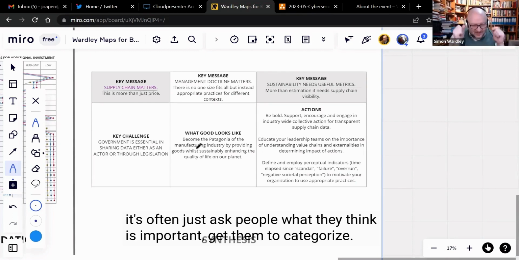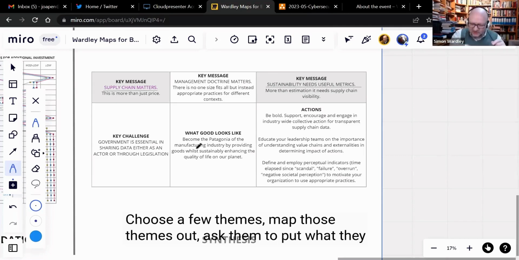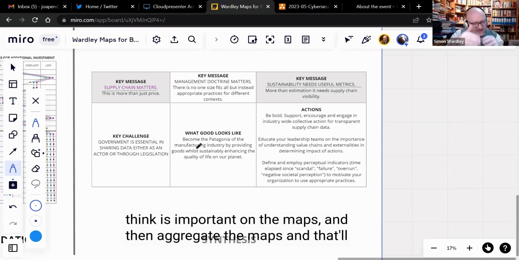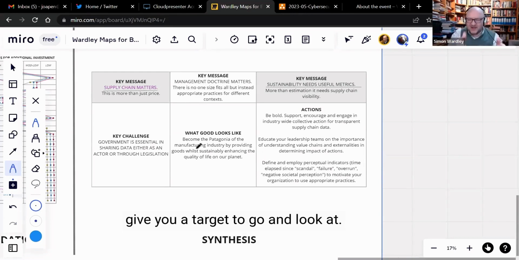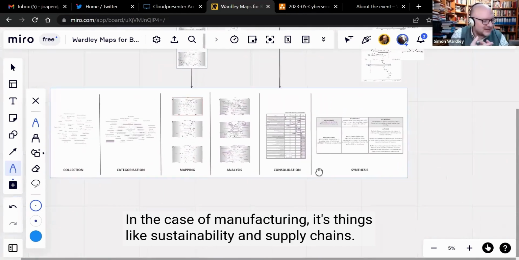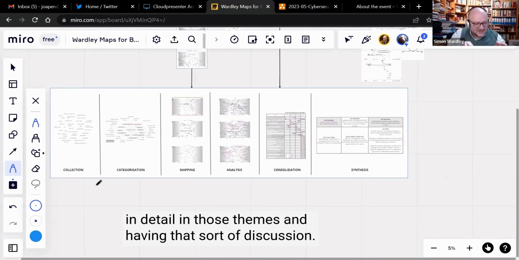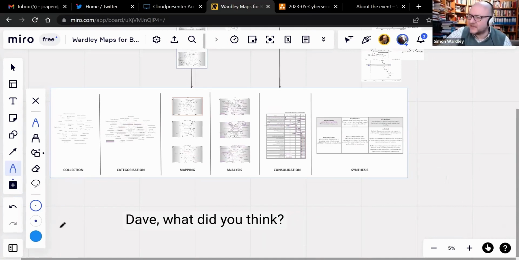So if you're looking at a very broad area and you just don't know where to start, it's often just ask people what they think is important, get them to categorize those into themes, choose a few themes, map those themes out, ask them to put what they think is important on the maps, and then aggregate the maps. And that'll give you a target to go and look at. In the case of manufacturing, it's things like sustainability and supply chains. Then you can start the process we showed earlier of really diving in detail in those themes and having that sort of discussion. Dave, what did you think?